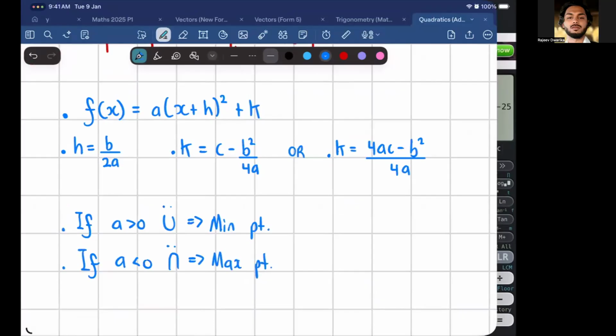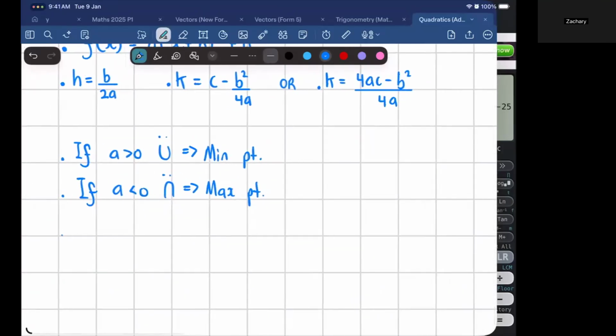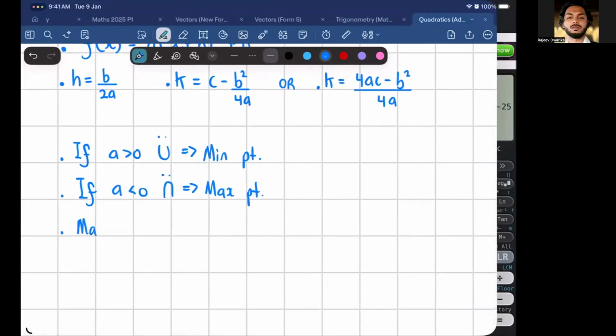Okay, so is everybody okay with these things in class? Yes. That's it. If they ask you for the maximum or the minimum turning point, notice I'm emphasizing the word point because, guys, remind me, a point is made up of what values? An X and a Y value. So you can't just say k. So the maximum or minimum turning point would be given by minus h, comma, k.